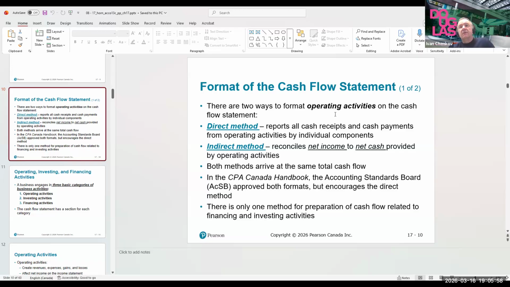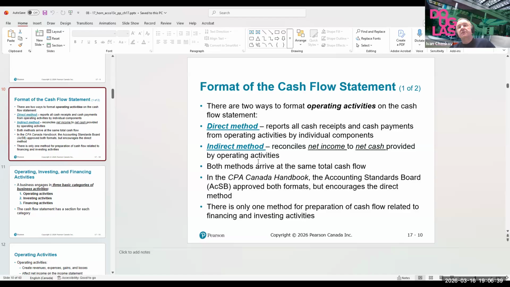On the accounting standards, the CPA Canada Handbook and the Accounting Standards Board, they approve both, but they encourage practitioners, you in the future, to use the direct method. However, most companies, including in this course, I'm going to show you only and only the indirect method. And you're going to be tested only on the indirect method. The direct method is not going to be tested because practitioners in the industry find the indirect method more practical.